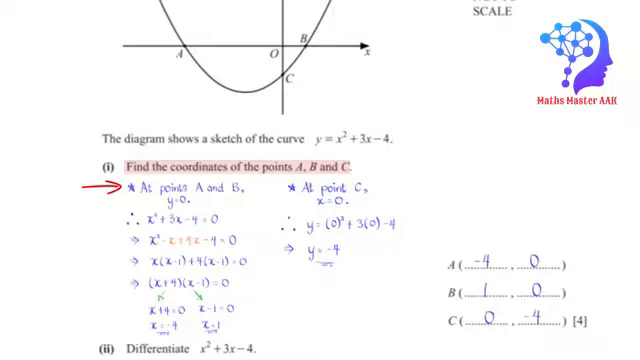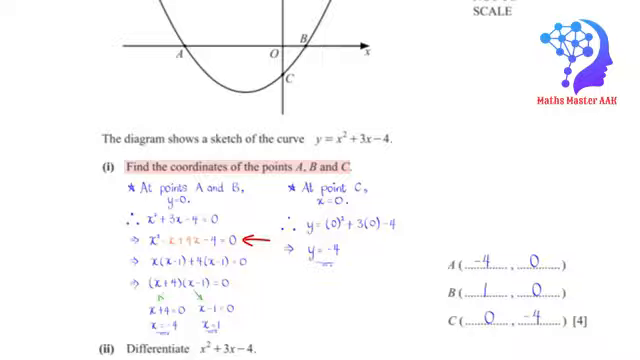And so when we substitute y is equal to 0 into the equation of the curve, we have x squared plus 3x minus 4 is equal to 0. This quadratic equation can be solved by factorization. We replace 3x with negative x plus 4x.